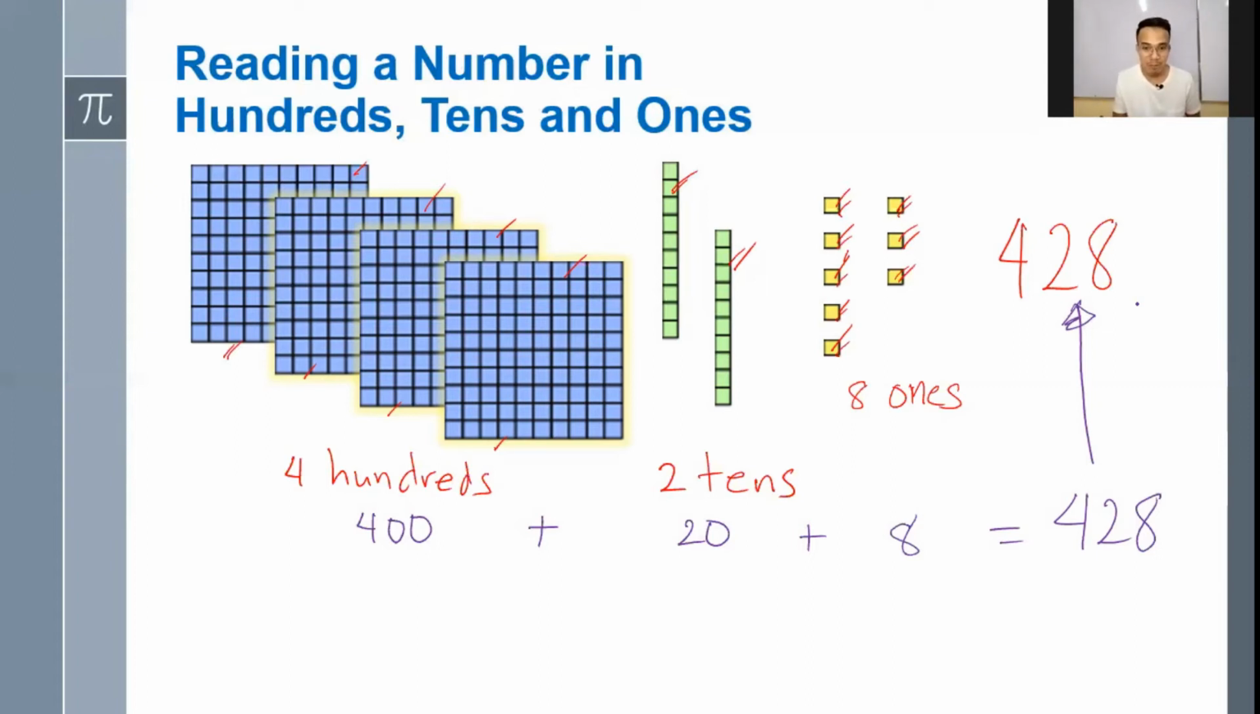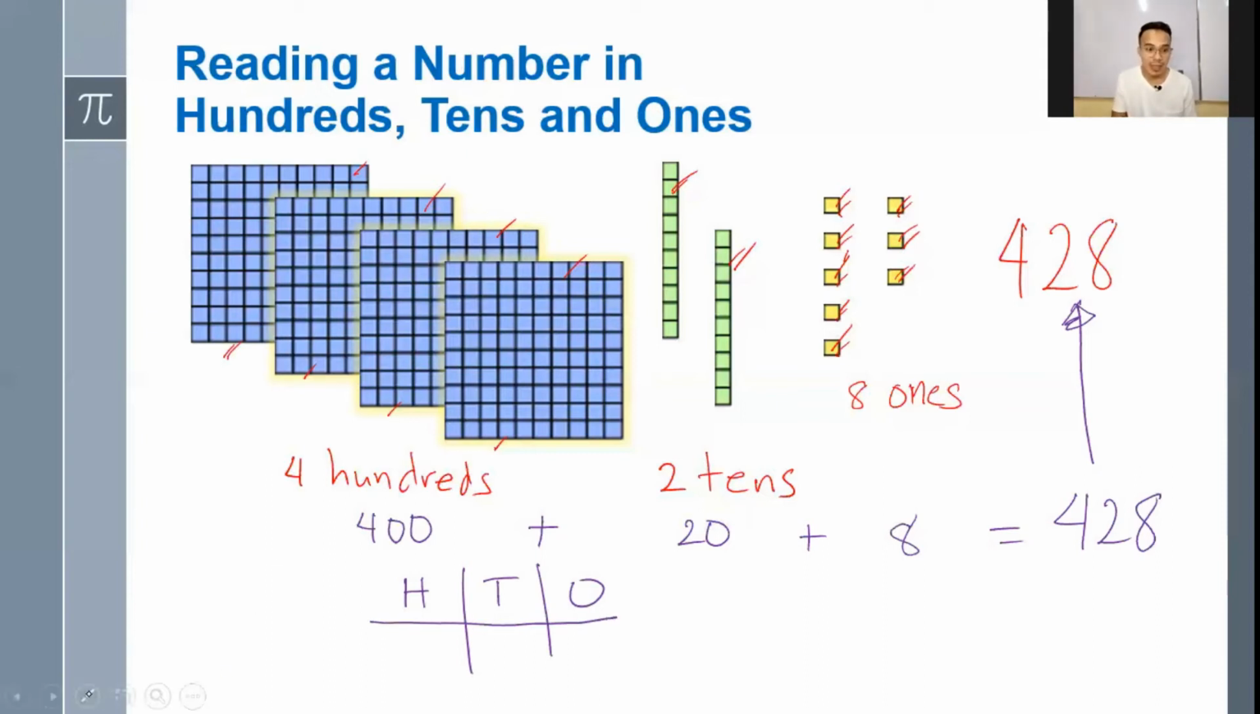I'm sure that you are already familiar with the place value chart. When you were in grade 1, we had tens and ones. This time, I'm going to add hundreds in the place value chart. This is how your place value chart would look like. We have here hundreds, tens, and ones.